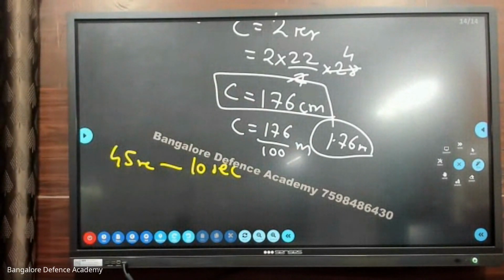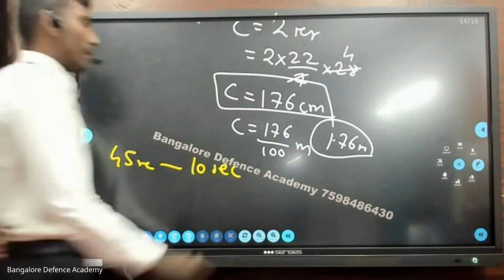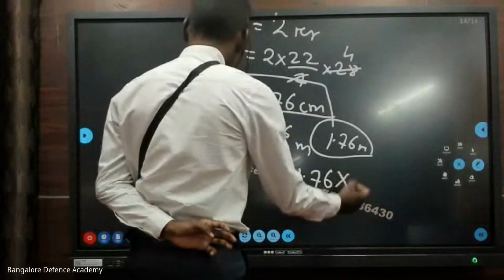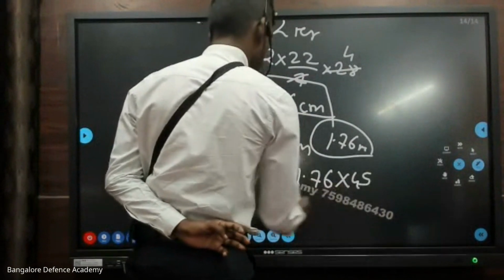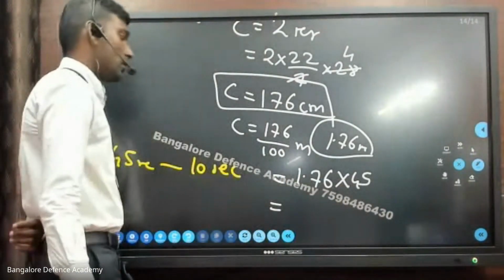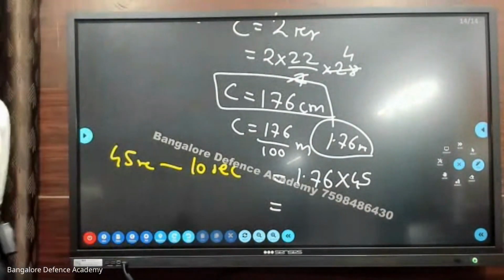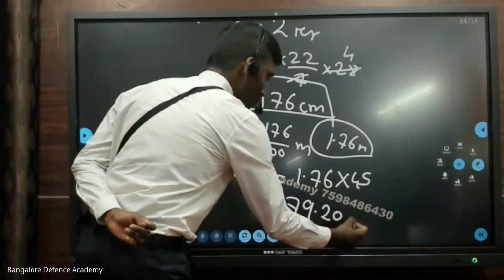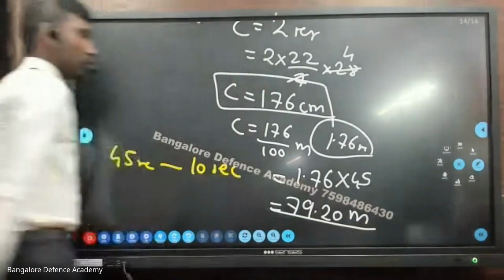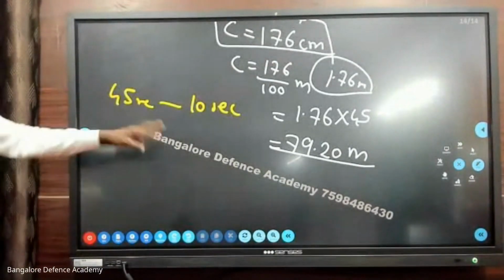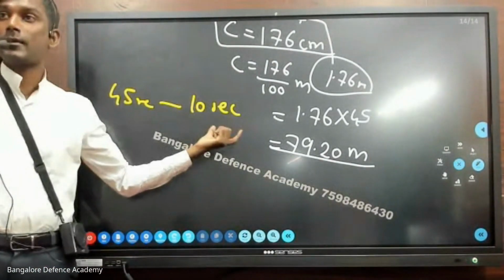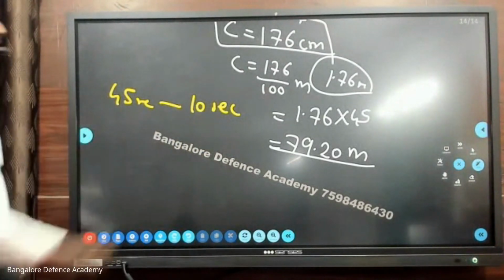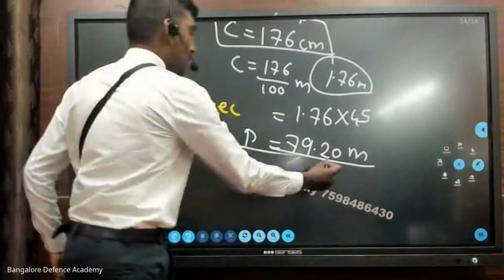What will you do here first? 1.76 into 45. How much do you get? You can use a calculator. 79.20 meter, correct? 79.20 meter in how many seconds? 10 seconds. But the question now, this is the distance traveled, correct?